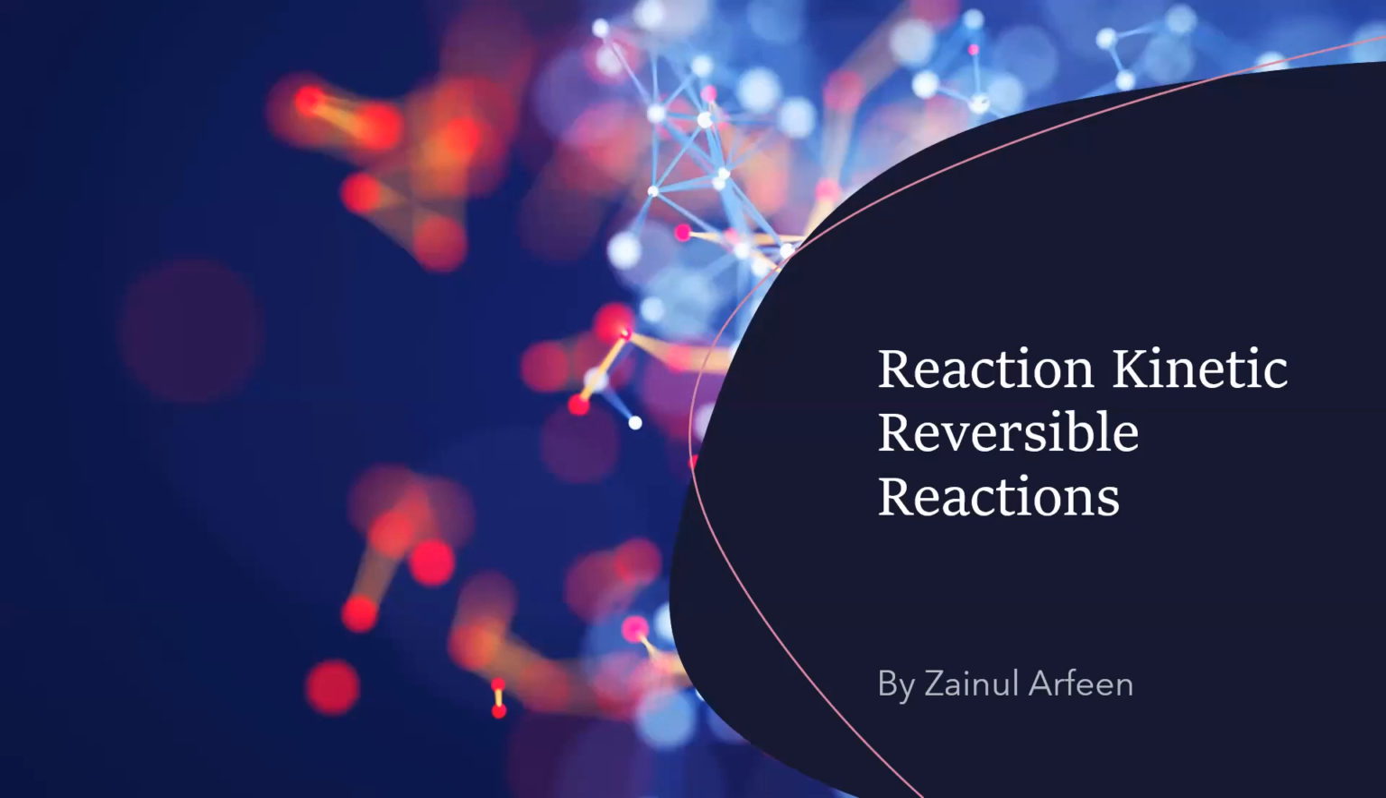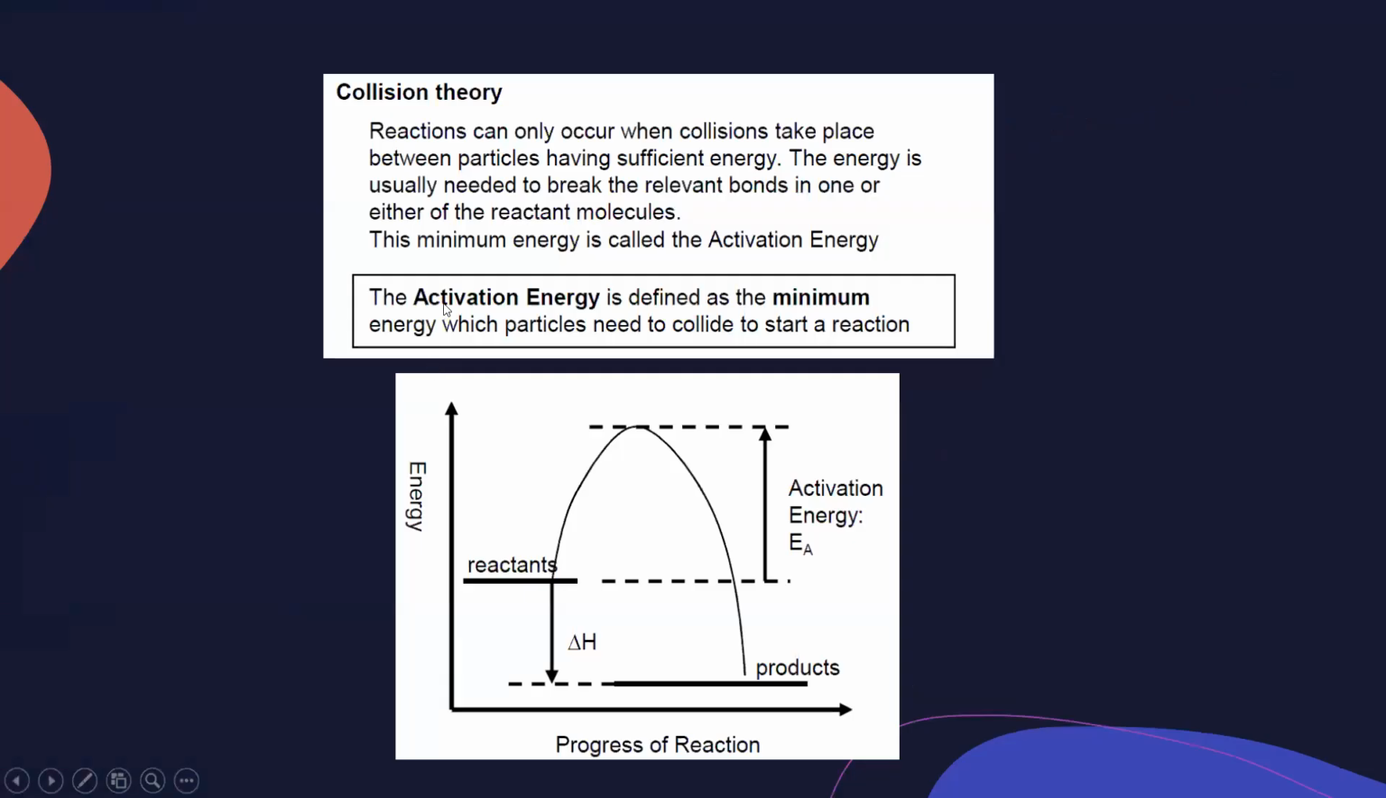And the second part is the reversible reaction, in which the reactant can form a product, whereas product can decompose and form back the reactant. So first is reaction kinetics, the speed of the reaction.